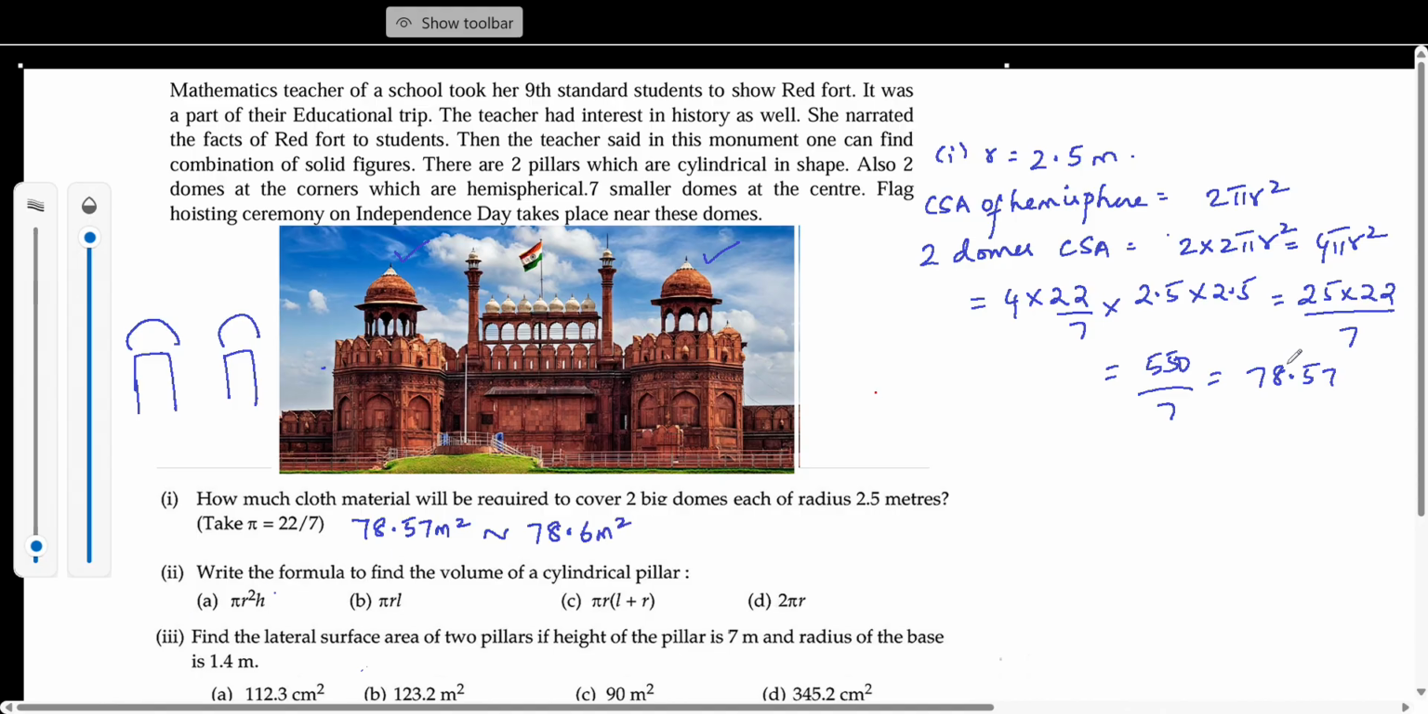Now subdivision 2 asks us the formula for the volume of a cylindrical pillar. So this directly tests your knowledge of the various formulas in mensuration. Cylinder volume we all know is pi r squared h. So naturally this one.